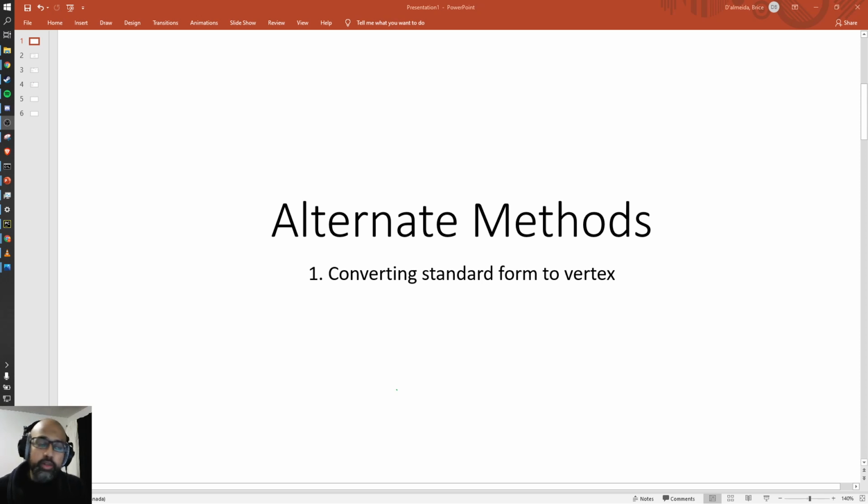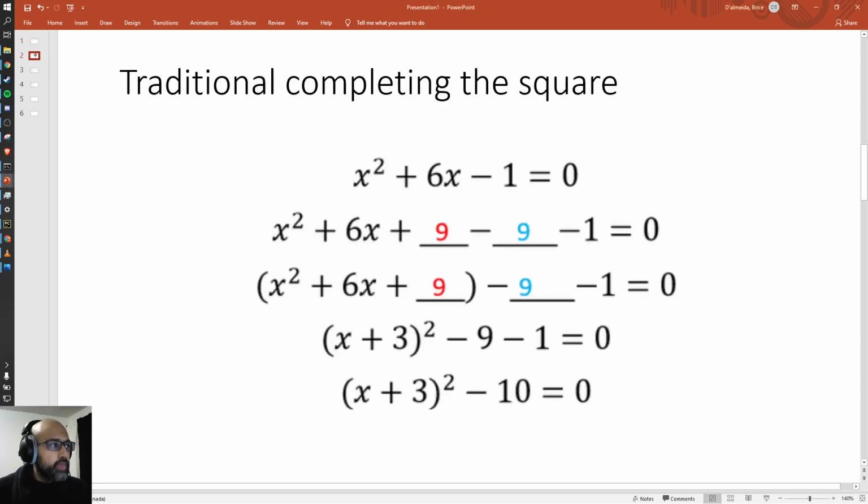Hello, grade 11s. I wanted to show you an alternate method to finding the vertex from standard form. Let's have a look. Traditionally speaking, when it comes to converting standard form into vertex form, we do something called completing the square. It works quite fine. I wanted to show you a different method.